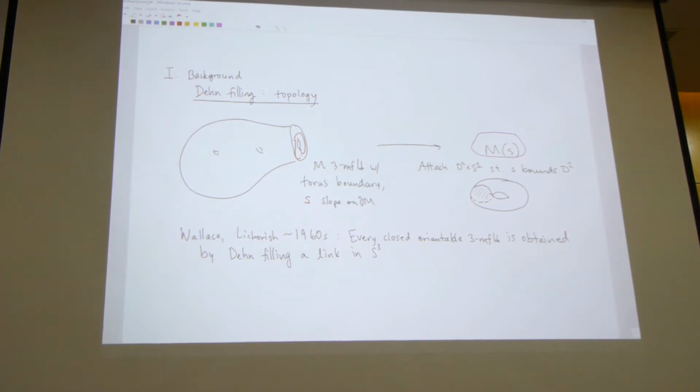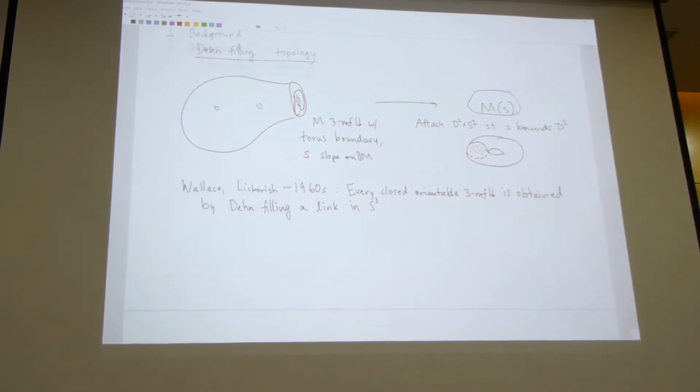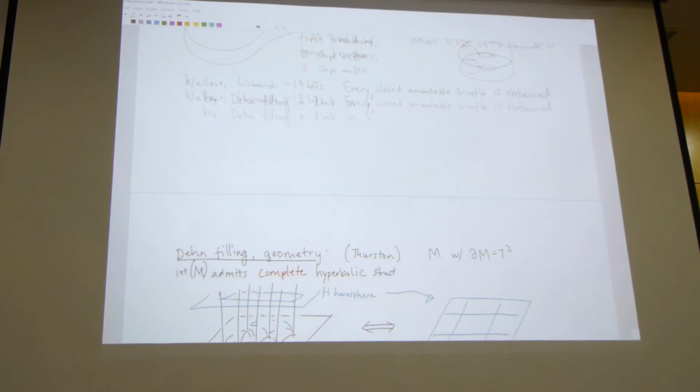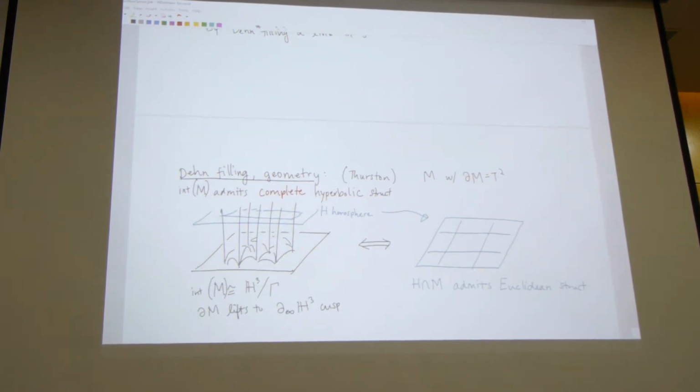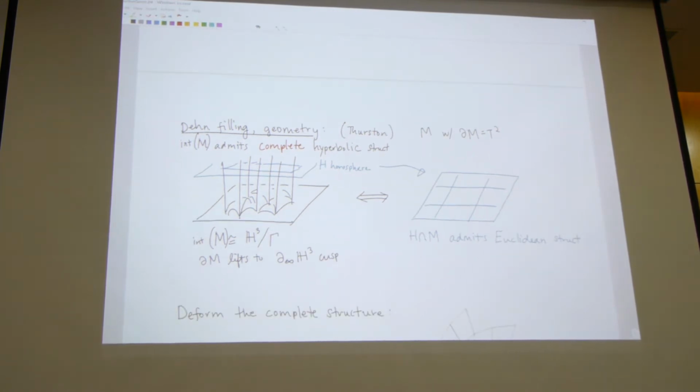Okay, but this is a geometry talk, so let's skip ahead a few years. It was Thurston who really made Dehn filling geometric, and this came up in the last talk. He talked about hyperbolic Dehn filling. So the setup again is that we have a three-manifold M with boundary that is a torus, and the interior of the manifold in this case will admit a complete hyperbolic structure. So what that means is the boundary of M is this torus. It's not part of the hyperbolic manifold anymore.